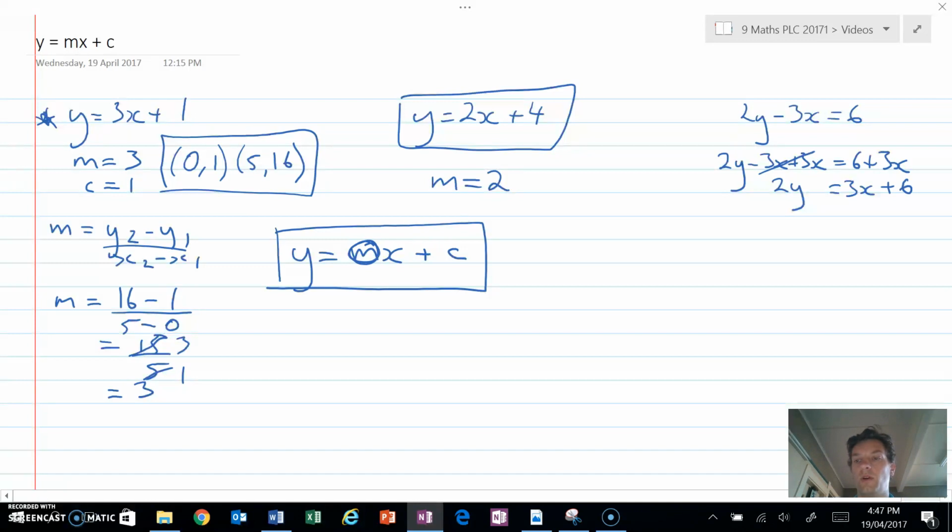We've got 2y equal to 3x plus 6. So we need to get rid of the 2 somehow. So again, reminder, we just divide both sides by 2. So the 2's cancel each other out. We end up with y equal to 3 over 2x plus 6. So therefore, our gradient, m, equals 3 over 2, or 1.5.